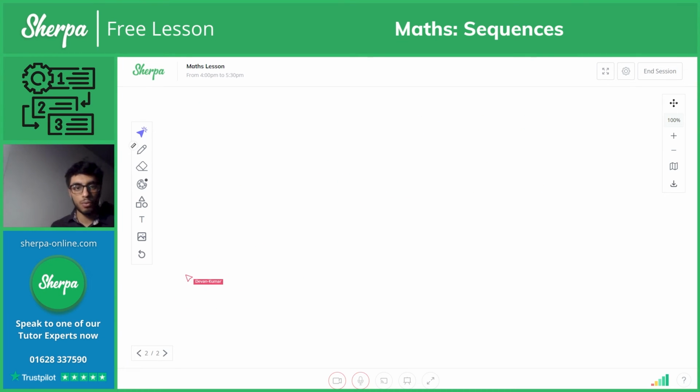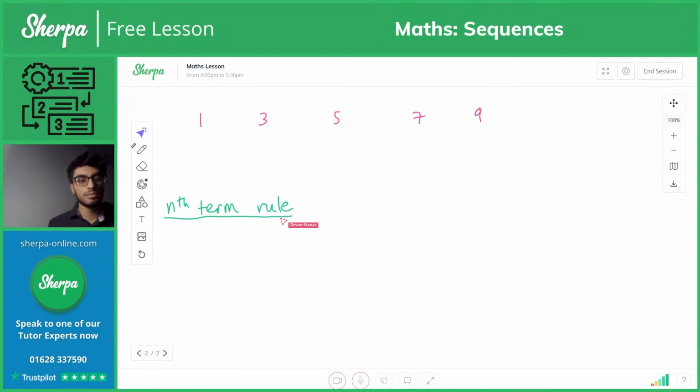So let's just take 1, 3, 5, 7, and 9. Now, you may or may not have heard of the nth term rule. The nth term rule is something which helps you to identify what a sequence is and find any term in that sequence almost instantly. And if I give you a number in that sequence, you can tell me which term that is.